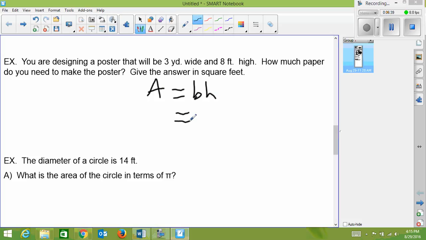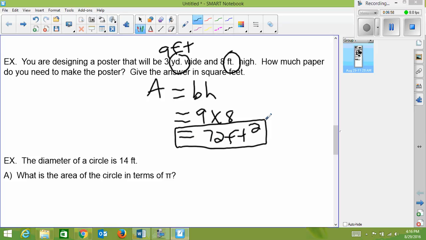You do have to be careful on this one though, because one is given in yards and one is given in feet. So if I change the 3 yards to feet, that would be 9 feet because there's 3 feet in each yard. So then I could just very simply plug in 9 times 8. So 72 square feet would be my answer. That's a pretty large poster.